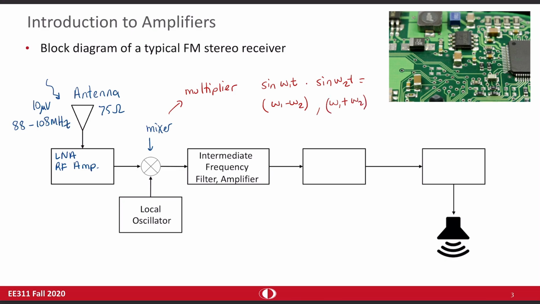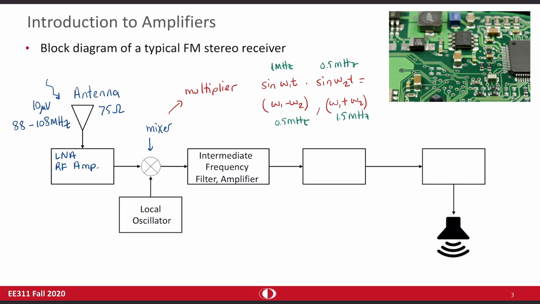Okay, so if you have, let's say, the first signal at 1 megahertz and the other at 0.5 megahertz, the output of this mixer will be at 0.5 megahertz and 1.5 megahertz. And you can use this technique to change the frequency of the incoming signal.